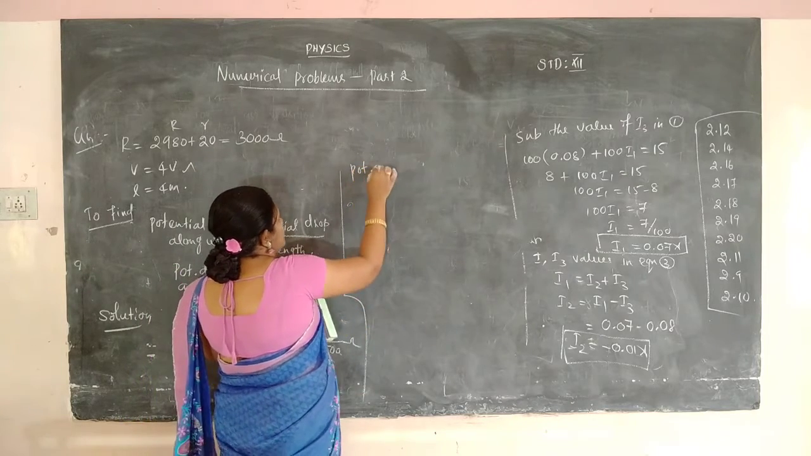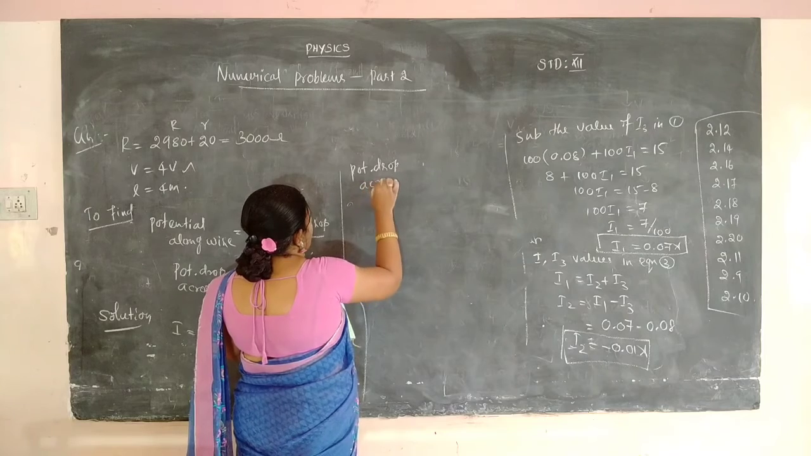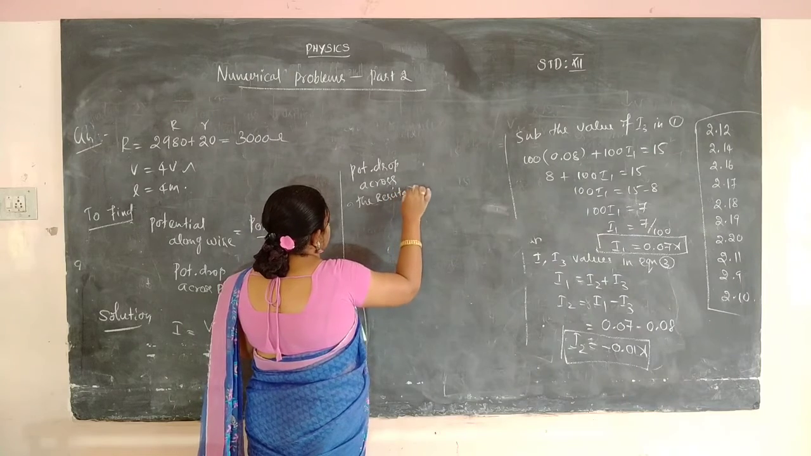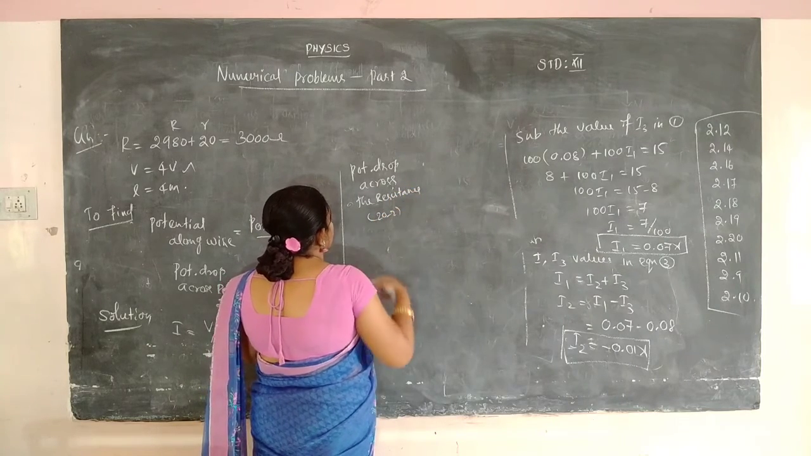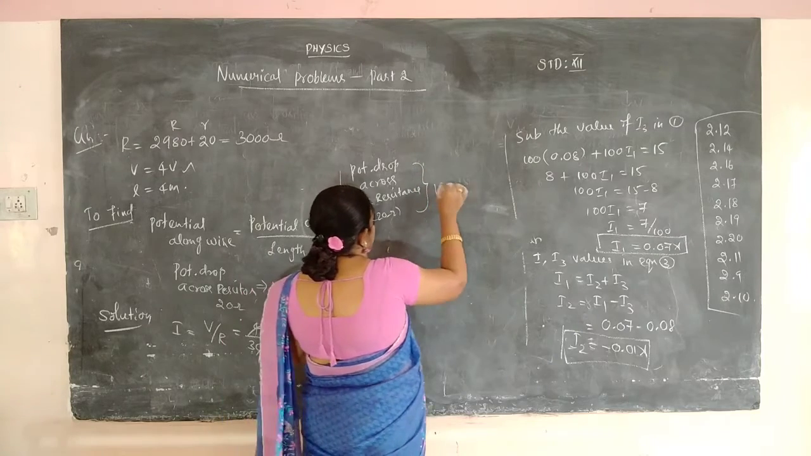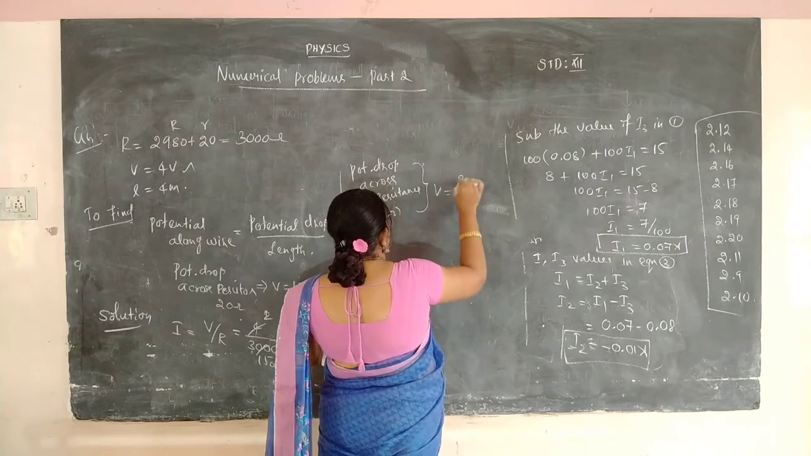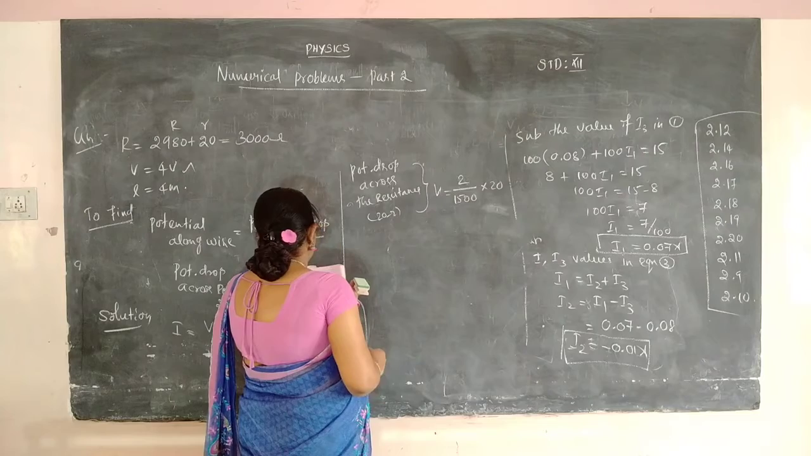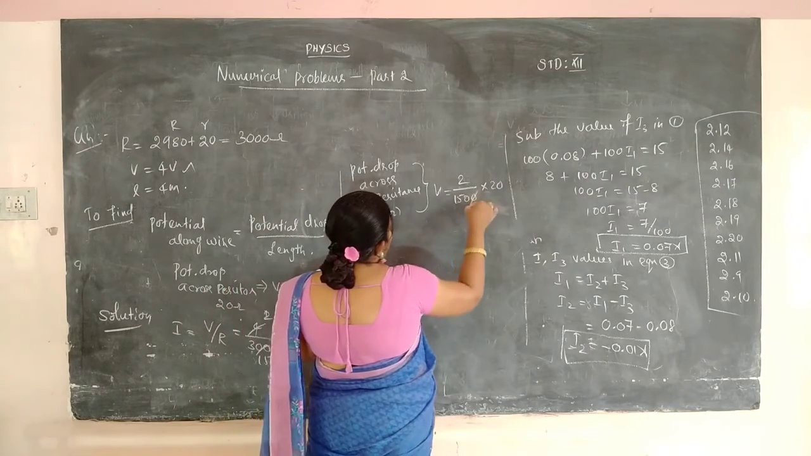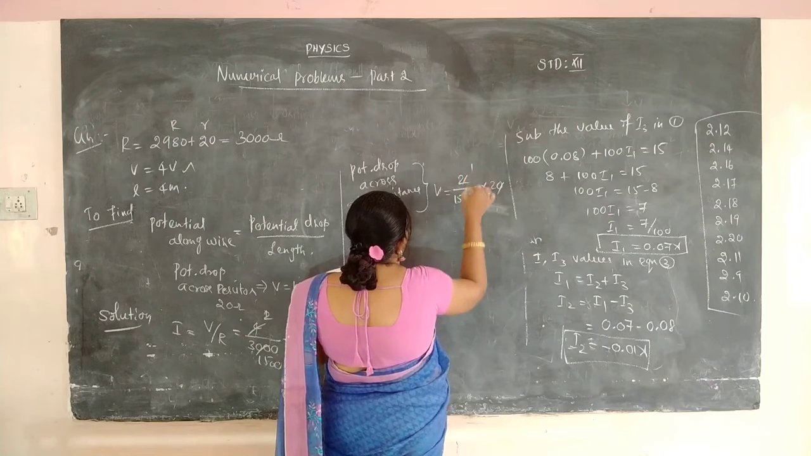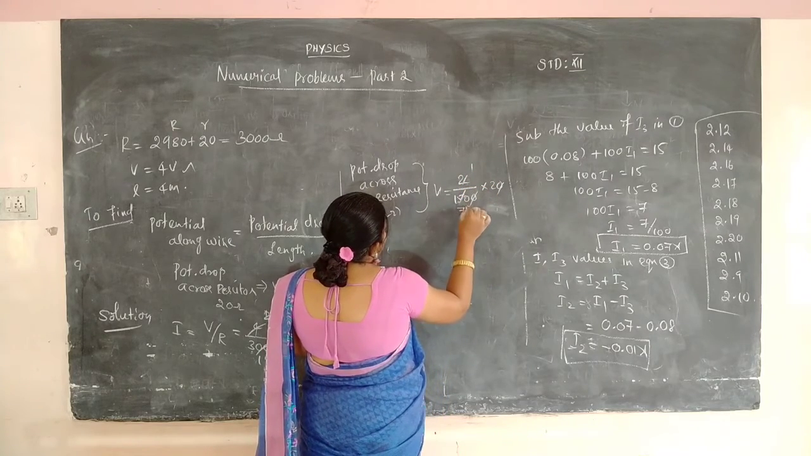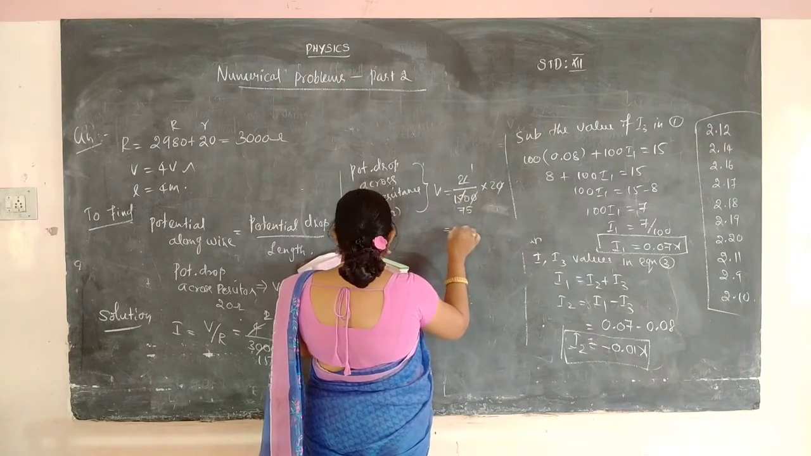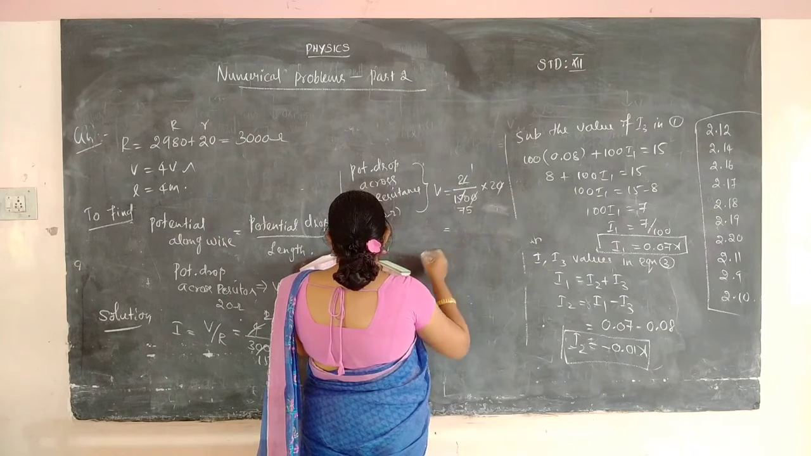So now we calculate the potential drop across the resistance, the 20 ohm. How much drop happens across the 20 ohm? So V is equal to, substitute the I value, substitute the R value. I value is 2 by 1500 and R value is 20. So 2 by 1500 into 20, the zeros cancel.